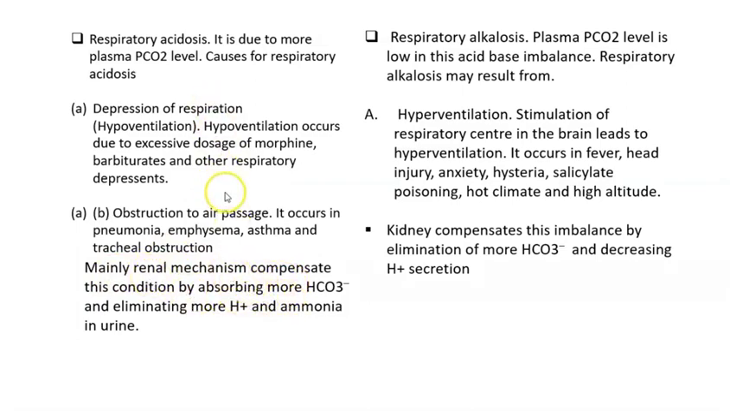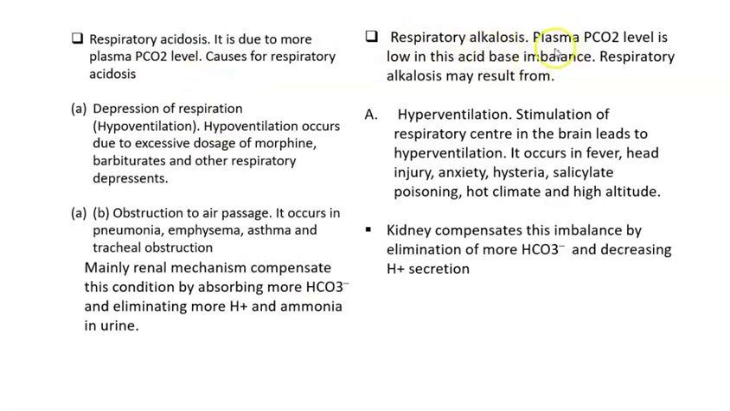So how is the body able to compensate this respiratory acidosis? To compensate this condition, one thing the body does is by what? Absorbing more HCO3, that is bicarbonate, absorbing this more alkaline, and eliminating hydrogen ions and ammonia in urine. So when hydrogen ions and ammonia are eliminated through urine, and the bicarbonate is absorbed, now we have compensated respiratory acidosis.